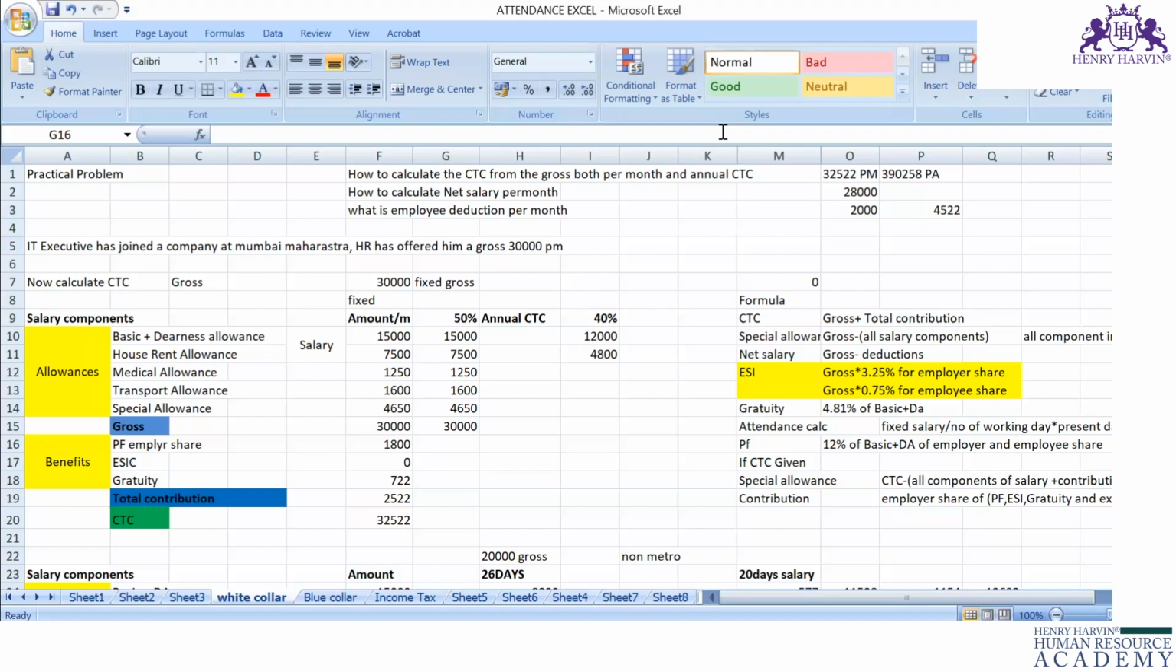Or if the organization gives transport allowances as a separate component, you can give 1,600 as the amount, because it is the tax exemption. So up to 1,600 only you can give. You can give more than 1,600, but the employee has to pay tax.